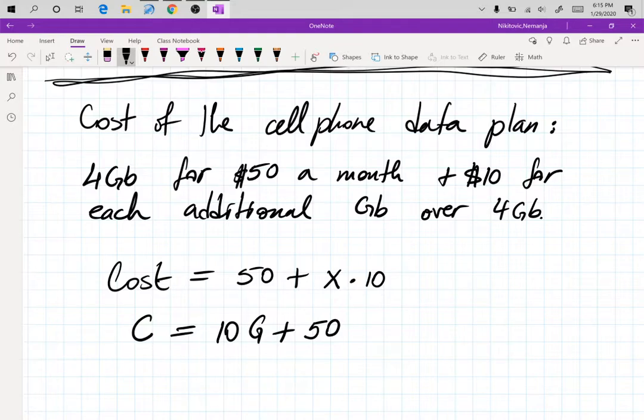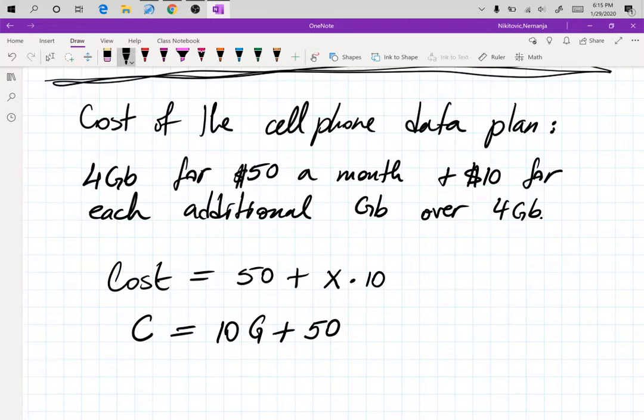They're not going to charge you $6 for 0.6 of a gigabyte. They're just going to charge you the full $10 because you went over one, right? It's what we call a step function, just like your taxes. Taxes have levels, 10%, 12%, 15%, right? So they go in steps. So this is how you convert reality into mathematics.